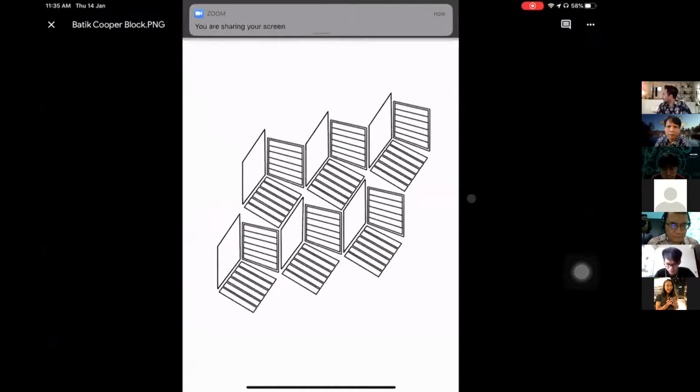Can you see my screen? Yes, we can see your screen. Currently, I'm on my batik blog. Okay, I'll repeat again.